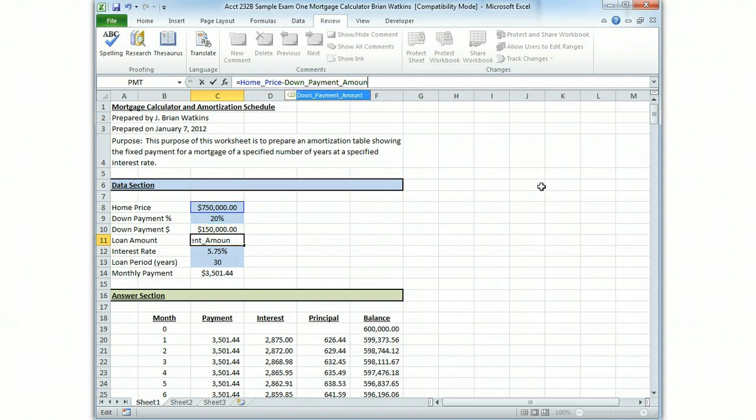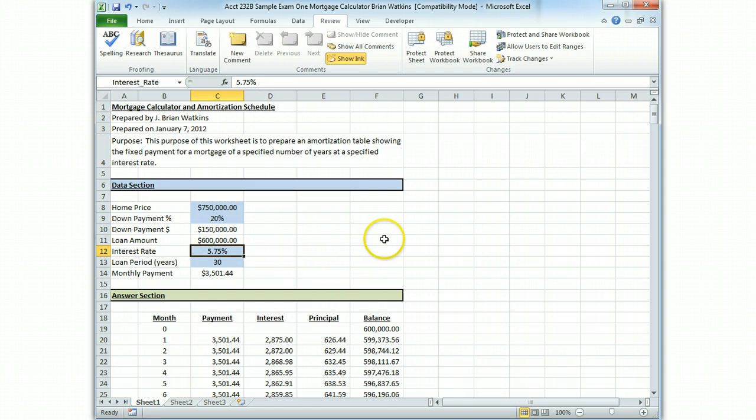Hard coding would be, instead of seeing a formula there, someone would just say, well, my home price is $750 and my down payment's $150, but I can't figure out how to make that equation work. So I'm just going to put 600 and put that in there and hope that Brother Watkins doesn't look at it when he grades, because hard coding is an instant 1 grade penalty.